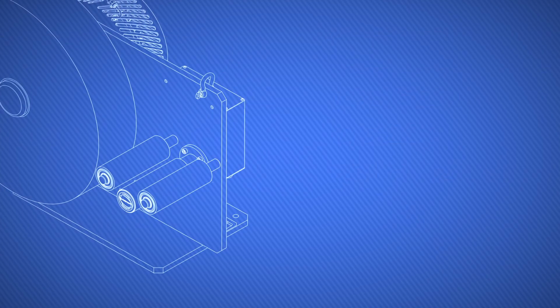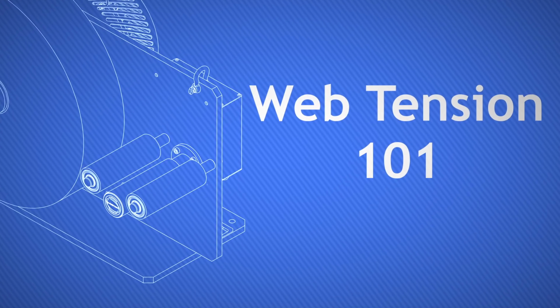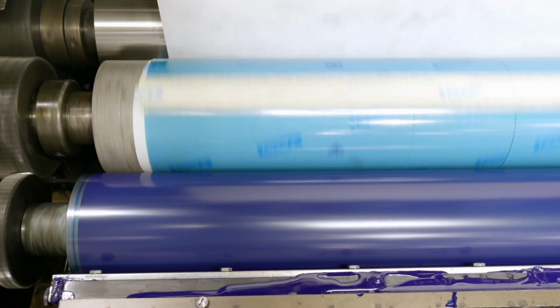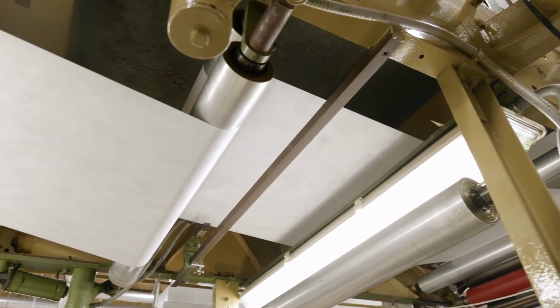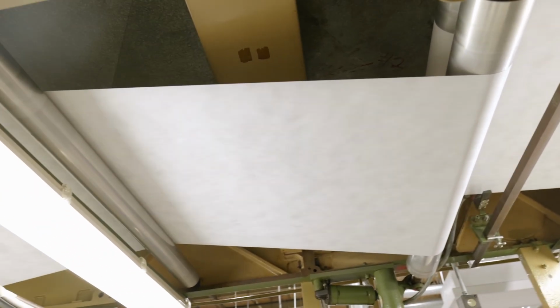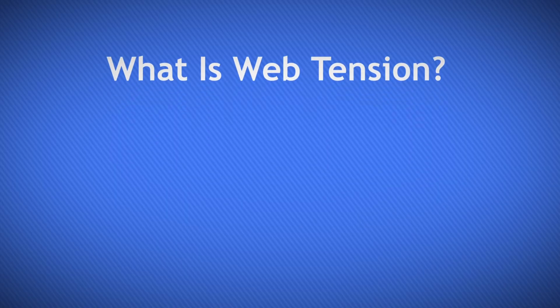Today we're talking about something that's absolutely crucial in web handling and roll-to-roll or roll-to-sheet manufacturing, and that is web tension control. Now, anytime you're moving a flexible material through a process, be it printing, coating, laminating, or slitting, keeping the right amount of tension as the material travels over rollers is what makes the difference between smooth, consistent product or costly problems and waste. So what is web tension?